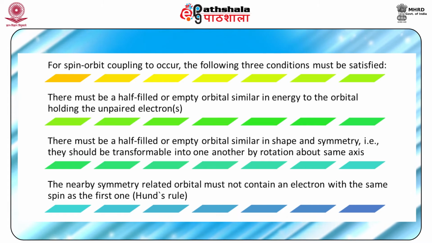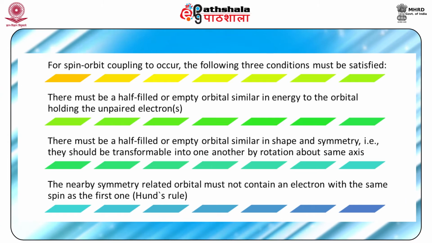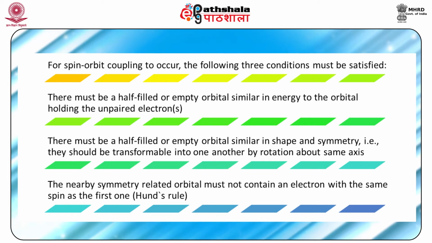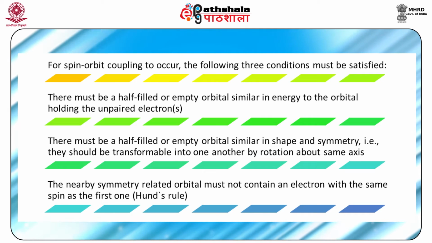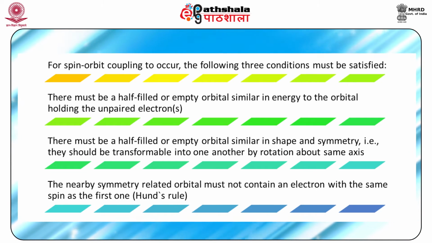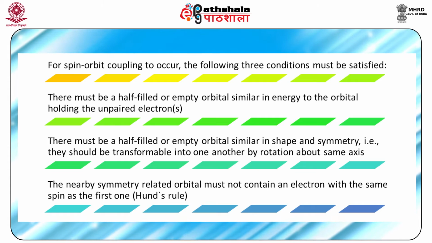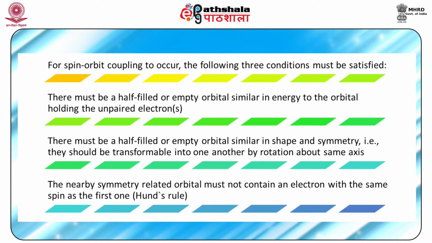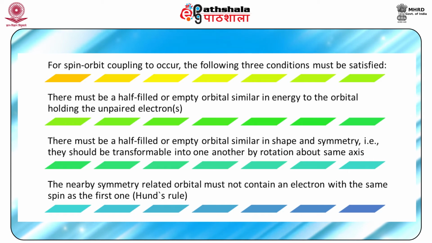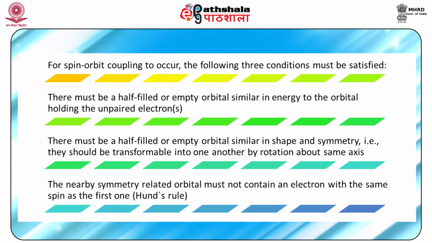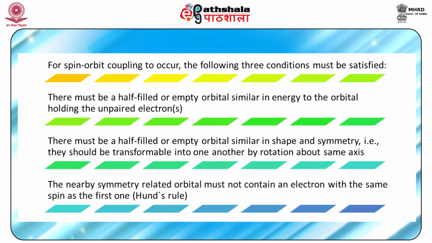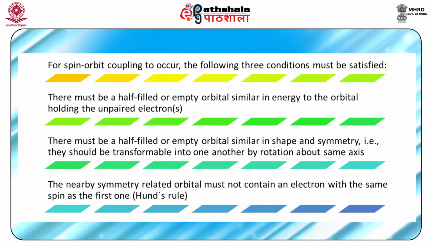First, there must be a half-filled or empty orbital similar in energy to the orbital holding the unpaired electron or electrons. Second, there must be a half-filled or empty orbital similar in shape and symmetry. That is, they should be transformable into one another by rotation about the same axis. And the third condition is the nearby symmetry related orbital must not contain an electron with the same spin as the first one.